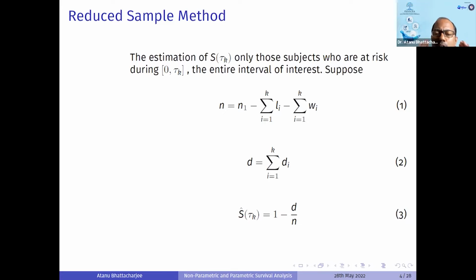At a particular time point, we see how many people died, take that value and divide it by how many were at risk. How do we get that risk? That N is basically obtained by subtracting the number lost to follow up and the number withdrawn from the study. That's all.